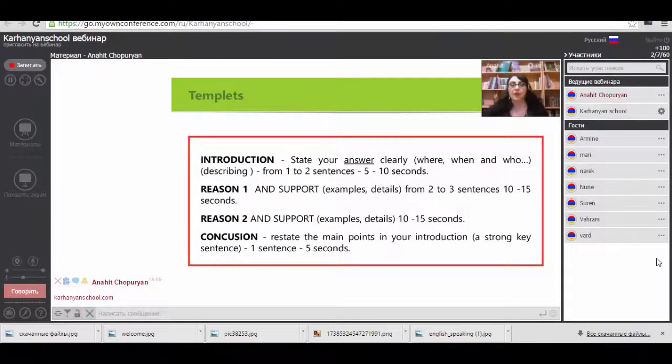And about the conclusion, you can simply restate the main point in your introduction. Or there is also one way: you can give a strong key sentence if you have one. It can be some motto, some conclusive part. And you must have one sentence here, and give to this sentence 5 seconds, not more. Okay?